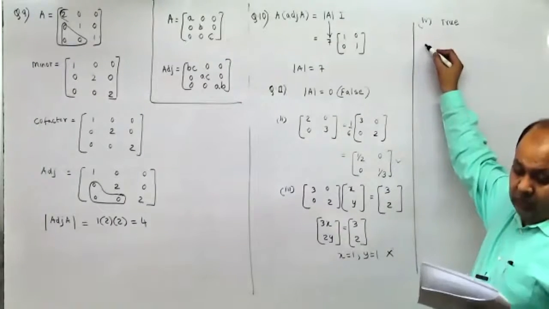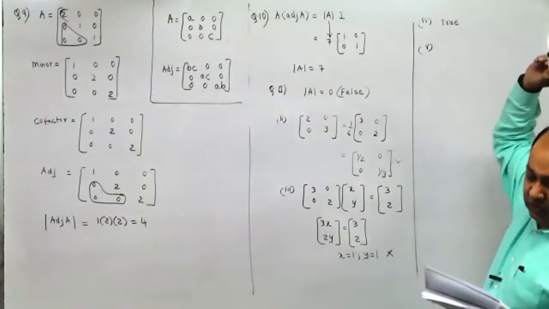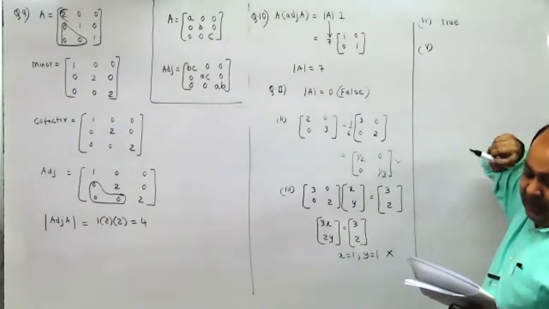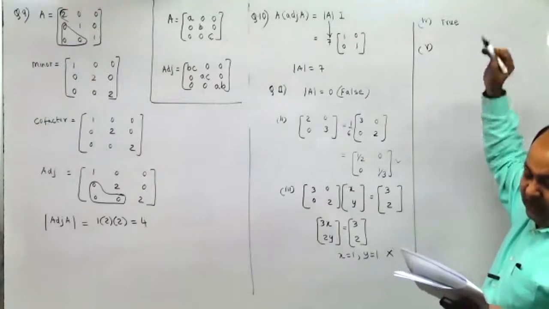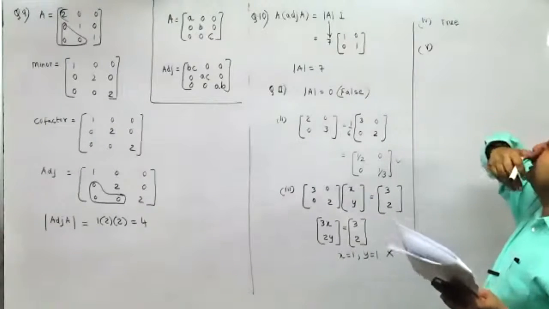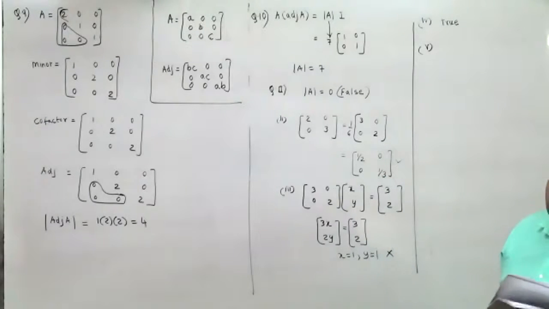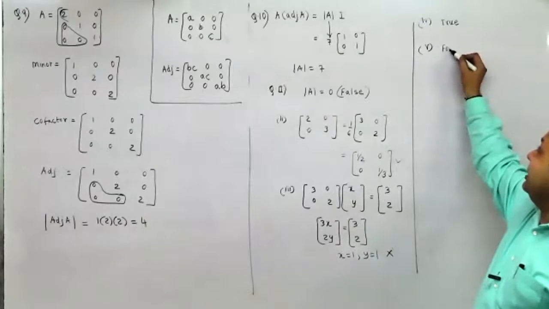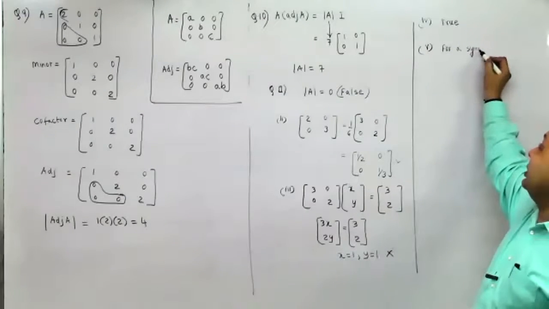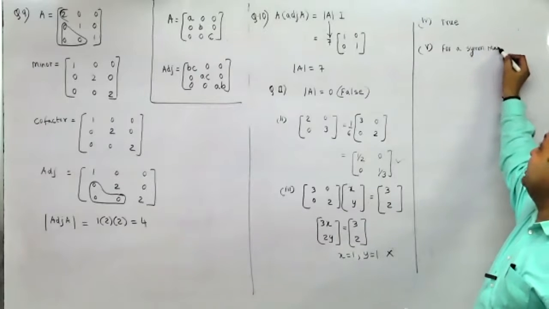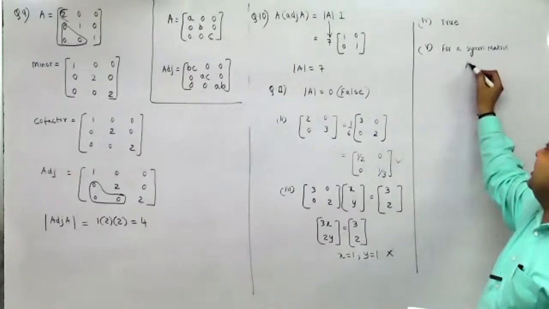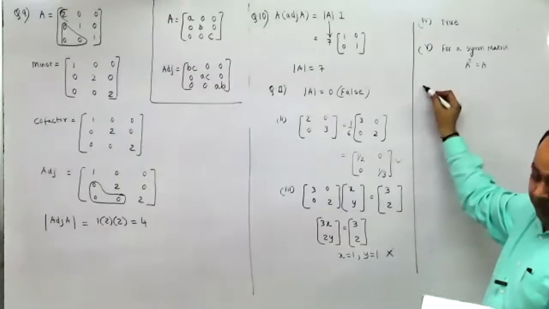Yes, sir. What about the fourth one? It is true. A transpose is equal to A. What is A transpose? You just interchange the rows and columns. The first row becomes the first column, second row becomes the second column, third row becomes the third column. Now, if you observe this matrix, it is a symmetric matrix. For a symmetric matrix, remember, diagonal elements need not be 0. For a symmetric matrix, A transpose is equal to A.